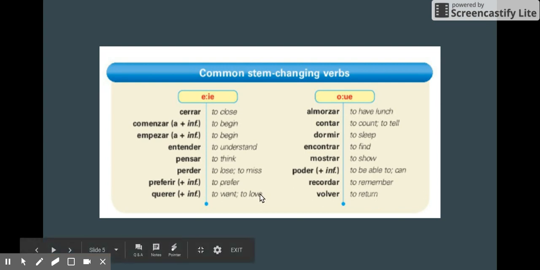One thing to note is that a couple of these have a plus something here. The only important ones are comenzar and empezar, to begin to do something. That "to" is the preposition a, or empezar a, to start to do something. That "to" is the a.